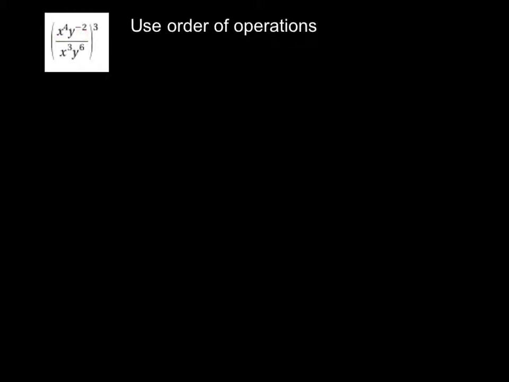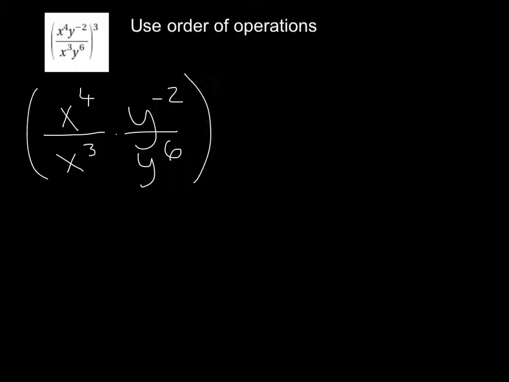So, taking a look at this problem here, we have x to the 4th power times y to the negative 2nd power divided by x to the 3rd power times y to the 6th power, all raised to the 3rd power. So if we worry about just what's inside the parentheses here, we have x to the 4th over x to the 3rd times y to the negative 2nd over y to the 6th, all raised to the 3rd power.